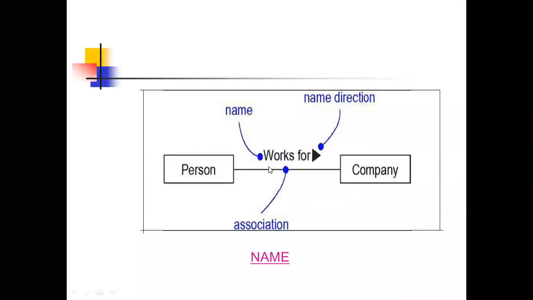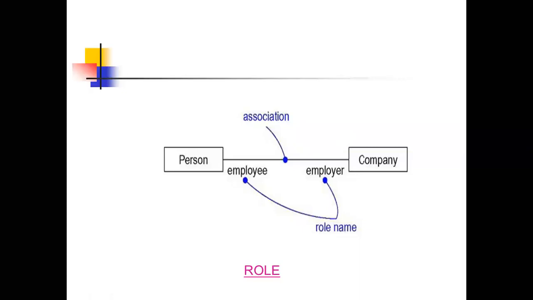Okay, this is the association between two classes. This is the name of the association, for example works for, person works for company. This is the direction. Here you can see the association example, or the example of a role.